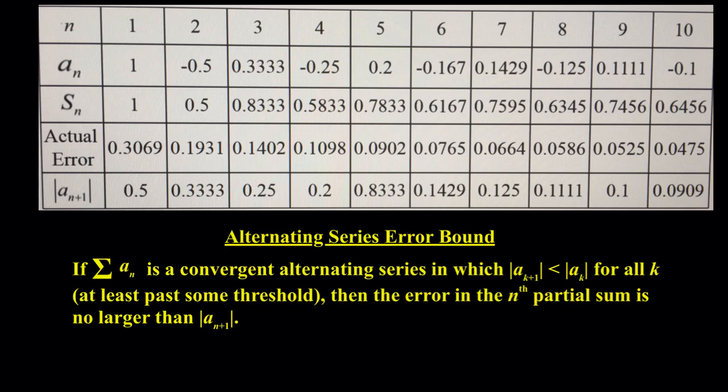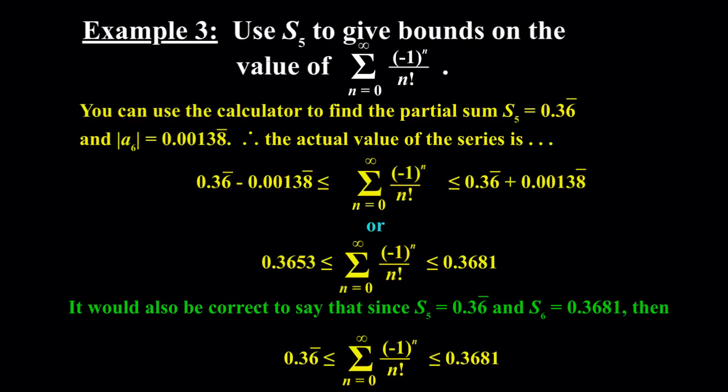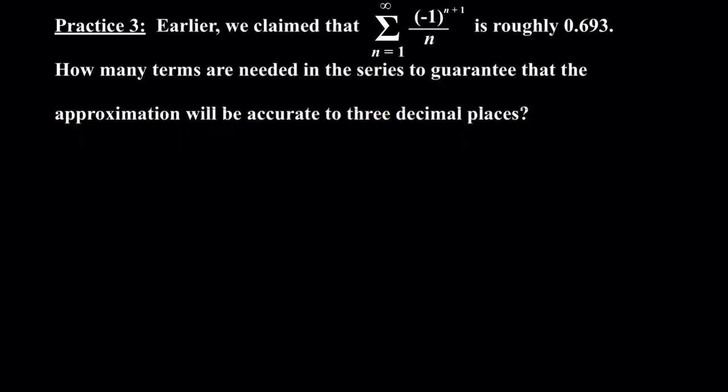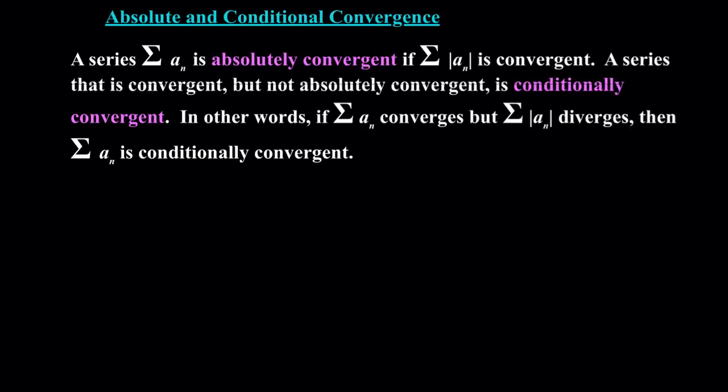Now, there are some other topics related to alternating series. We could be talking about error. That's not going to be on the AP exam. We also have something called absolute convergence and conditional convergence that we will not be testing on this year. All right, so that's about it for your alternating series test.